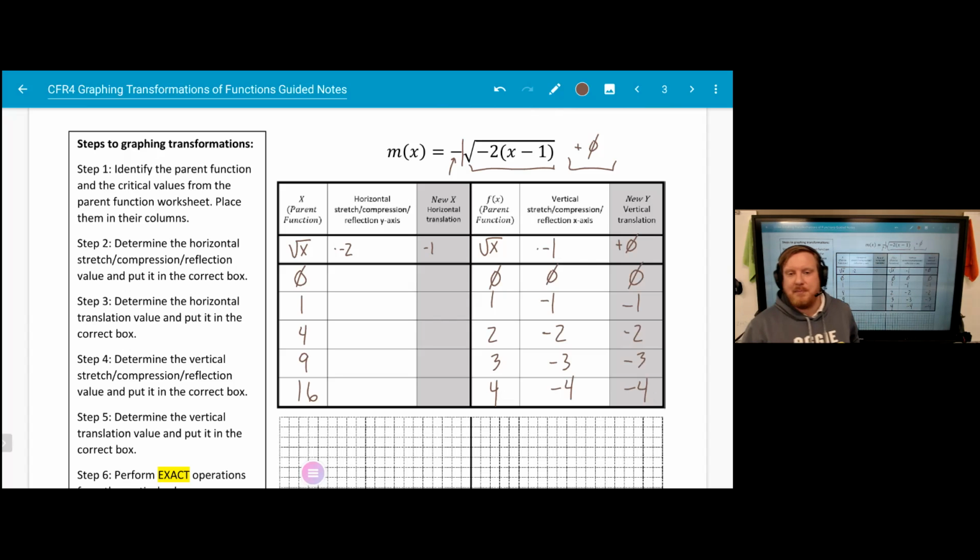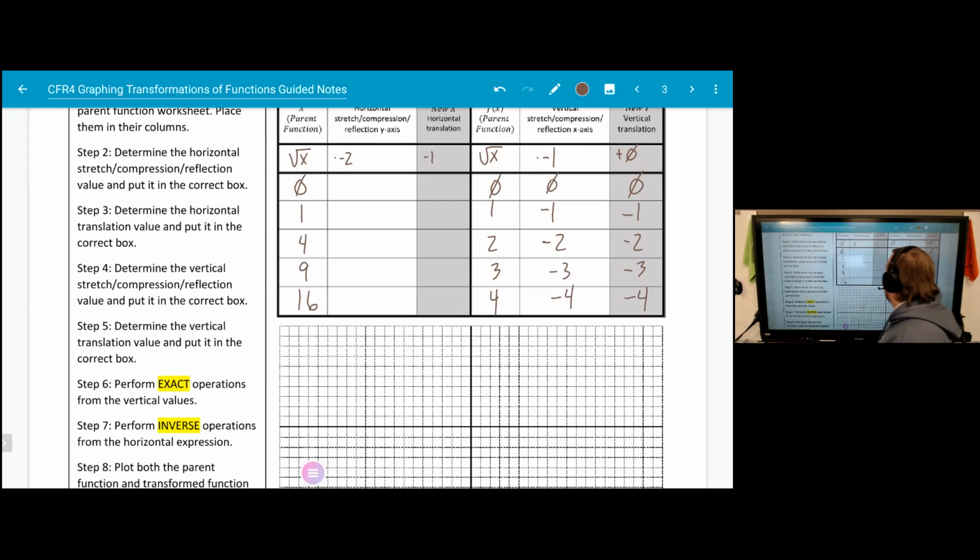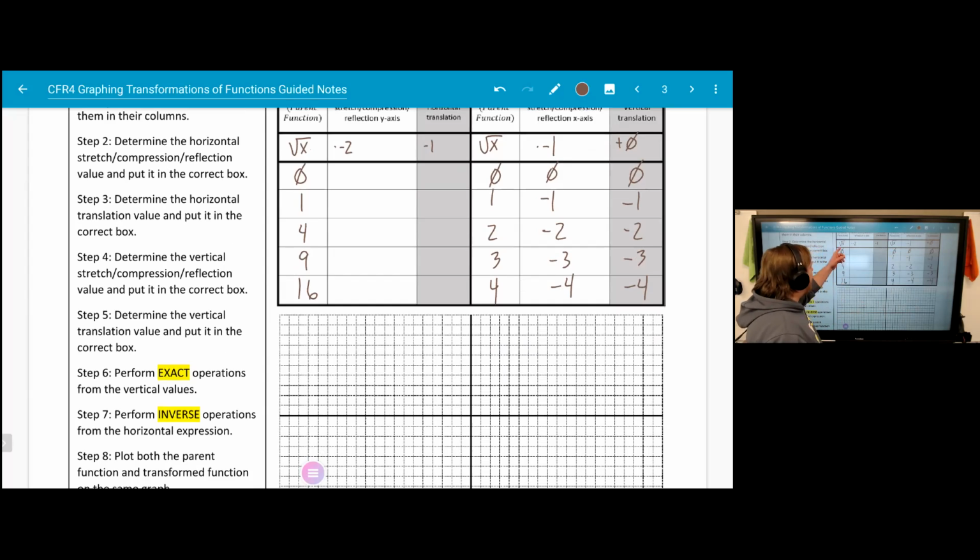Let's take this to the next part. It says the horizontal stretch, compression, reflection over the y-axis. We have to perform the inverse operations. That's step 7. So if I'm multiplying by -2, the inverse operation of multiplication is division. So I'm going to divide by -2.